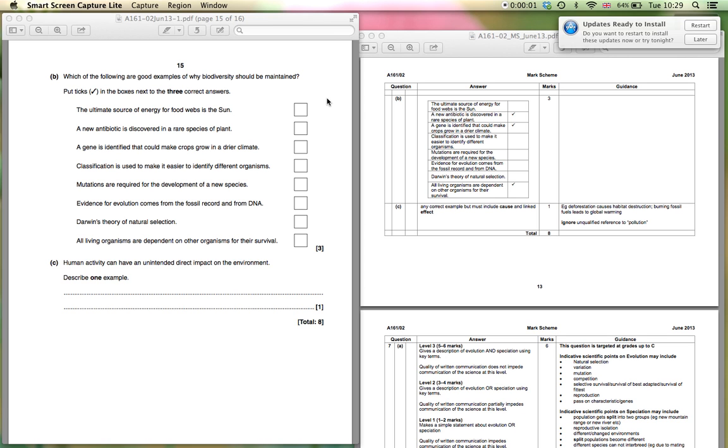Part 2 of question 6. Okay, part 2 of question 6 is 6b. Which of the following are good examples of why biodiversity should be maintained? And you have to tick 3 correct answers.